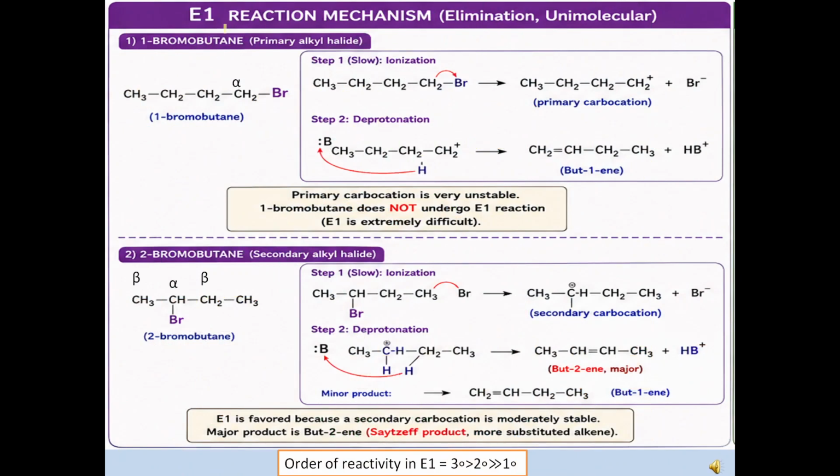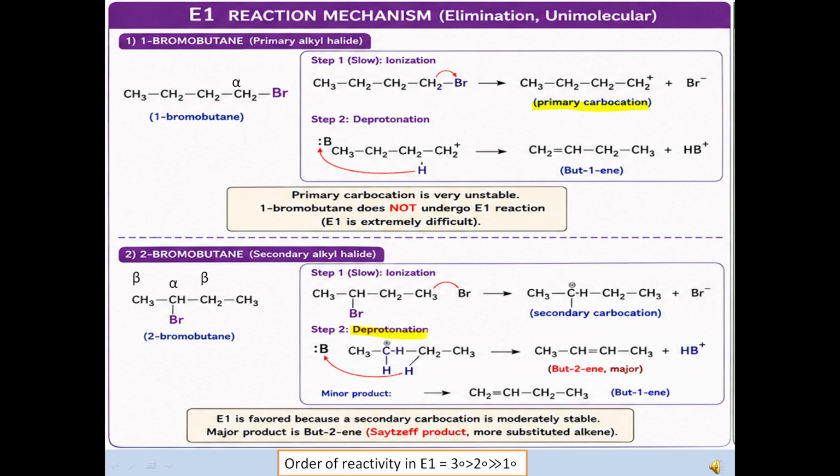Let me explain E1 reaction in detail. E1 reaction is favored by tertiary and secondary alkyl halides, whereas primary alkyl halides do not favor E1 mechanism due to instability of primary carbocation. E1 is similar to SN1 in formation of carbocation, but the second step varies here. In E1, the second step is abstraction of proton from beta carbon to form alkene.